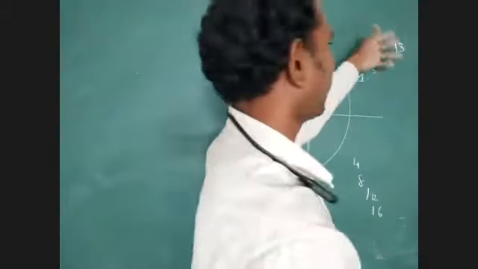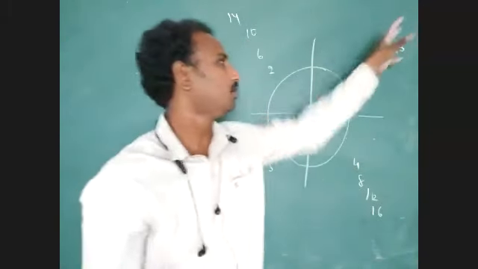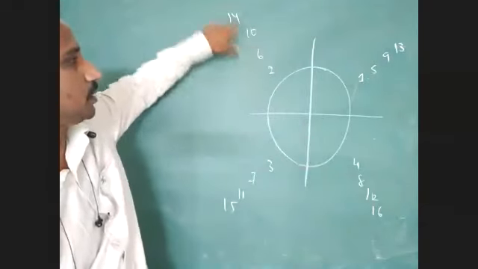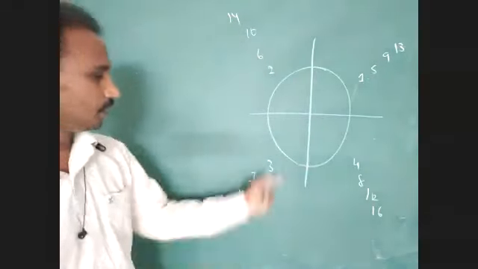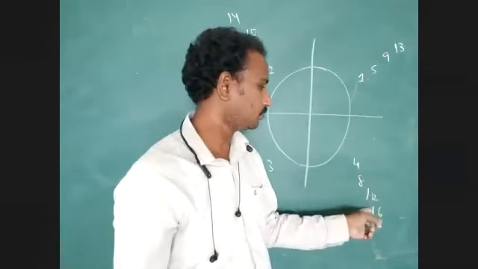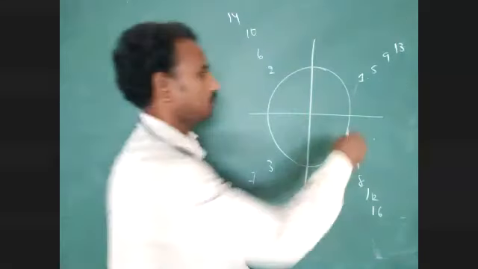In this quadrant, we have to identify that order. In the first quadrant, all numbers are odd numbers only. In the second quadrant, we use these numbers: 2, 6, 10, 14. In the third quadrant: 3, 7, 11, 15. In the fourth quadrant: 4, 8, 12, 16. So we have to use this one.